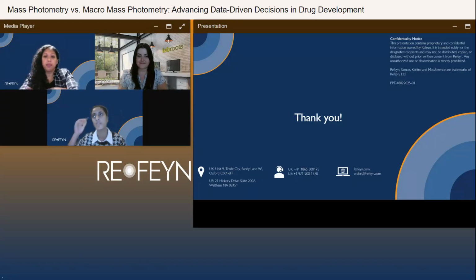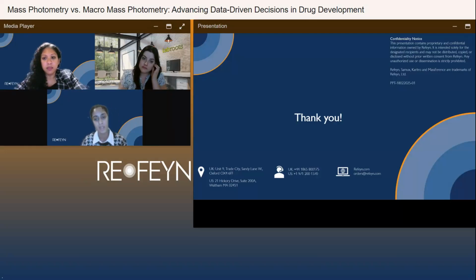Let's think about the sample volume and cost needs of a mass photometry measurement, either for mass photometry or macro mass photometry. You're using about 5 to 10 microliters of sample. A measurement costs less than $10, and it takes a minute to acquire a movie. That 5 to 10 microliters of sample is in the nanomolar concentration range, so that's going to be nanograms of sample.